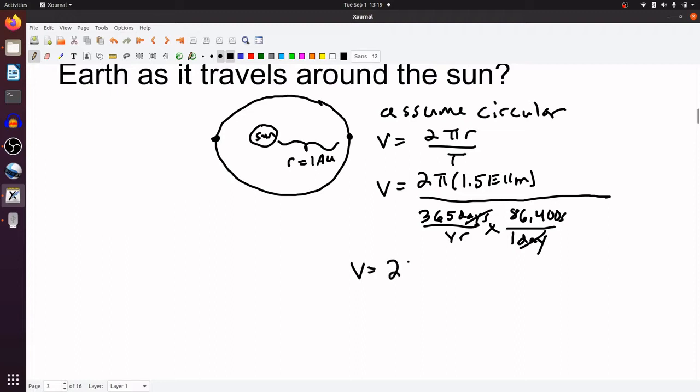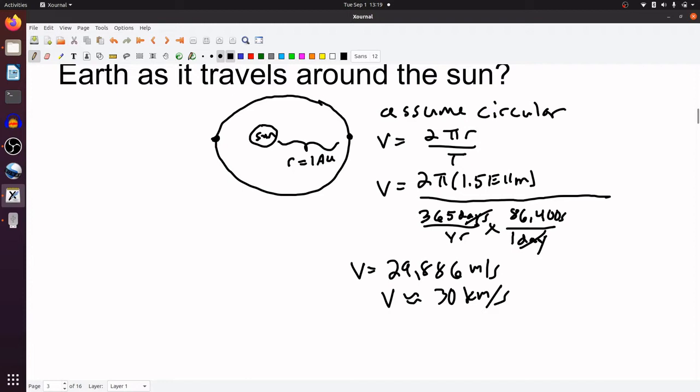And that is 29,886 meters a second. It's around 30 kilometers a second. That's actually roughly the velocity as the Earth travels around the sun. It's around 30 kilometers a second.